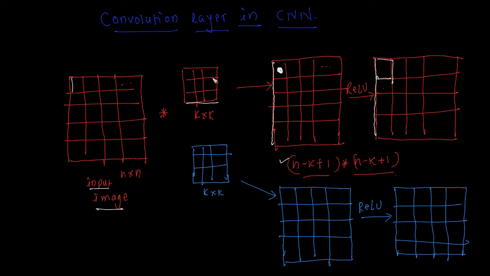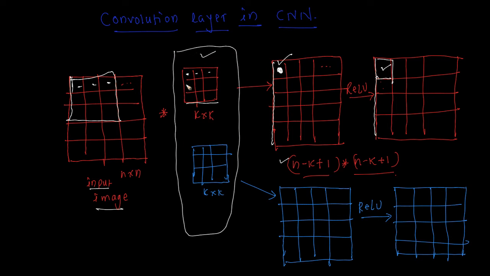So how do I get this image? By performing element-wise multiplication followed by addition. We multiply this with this, this with this, this with this, and add all of these in order to get this. And on this, we apply ReLU activation in order to get this. So this is the result of applying one kernel. I may have many kernels in this layer, like we have shown here too.